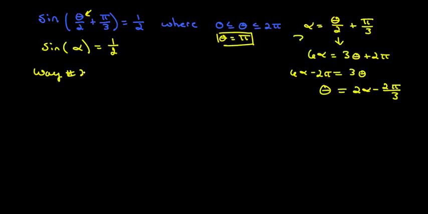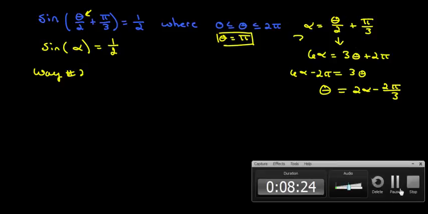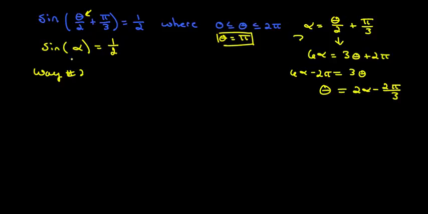we're going to go ahead and insert alpha into here. And now for solving this, we're going to find the generic values, or all the values, to solve this equation. So we're going to say alpha is equal to the arc sine of 1/2.